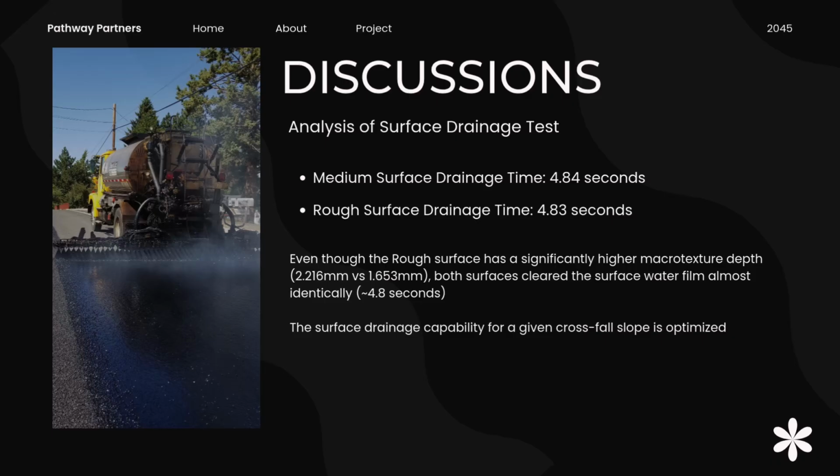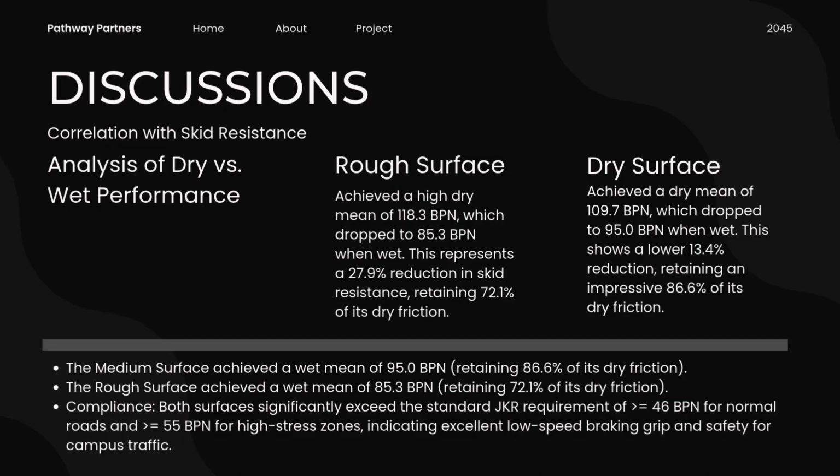In Malaysia's tropical climate, where high-intensity rainfall is frequent, this rapid drainage behavior is critical to preventing hydroplaning and reducing hazardous splash and spray behind moving vehicles. The third is the correlation with skid resistance.